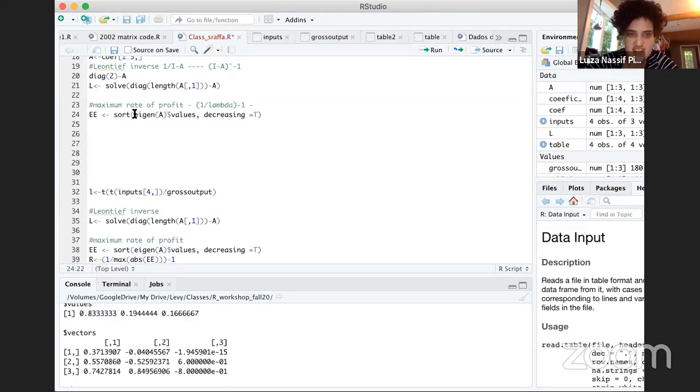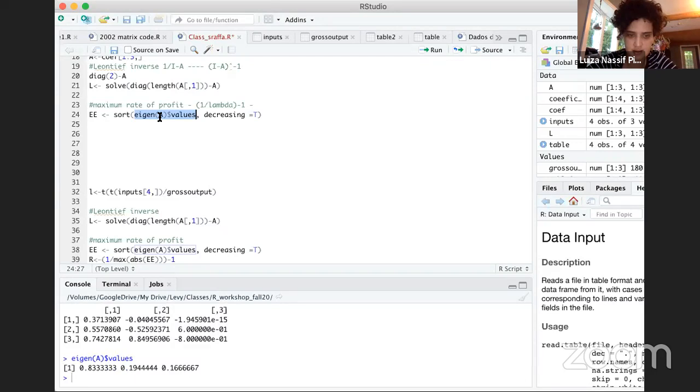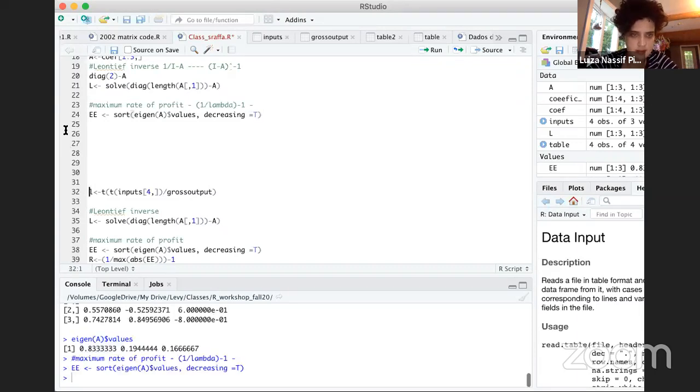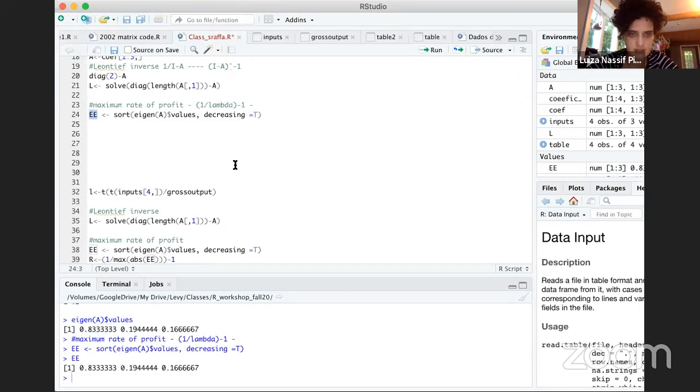If I want to get just the values, I use the dollar sign and get just the values part of the eigen function. This gives me a row with all of the eigenvalues. By chance here, the first eigenvalue is coming up first, which won't necessarily always be the case, so we sort it here. We don't really need to do that. A lot of the code I did here, we wouldn't need to sort. We could just do the eigen.